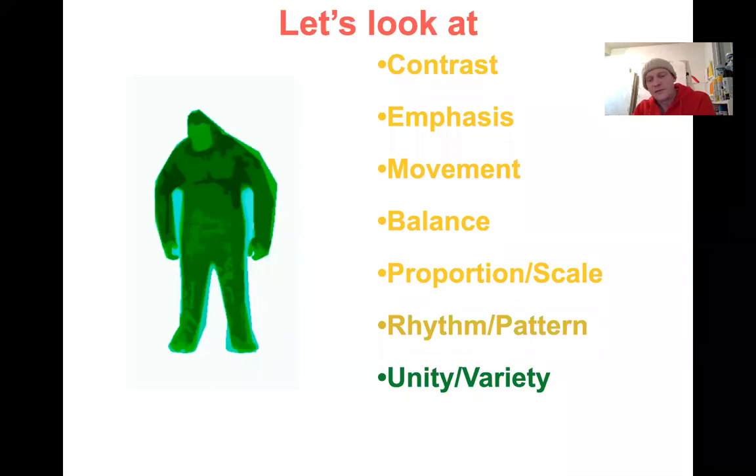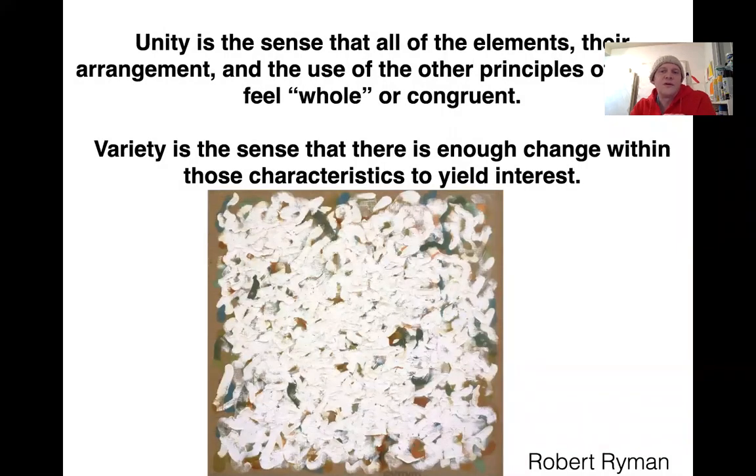Okay, finally, the most important of the principles is unity, and then variety included. So unity is the sense that all the elements and the arrangement and the use of the principles all feel whole or congruent. So they feel like they don't need more to create the work. It feels contained in and of itself. Variety is the sense that there's enough change within those characteristics to yield interest. So sort of like the slide we saw before with the collage happening, there was some variety in there, and that kept your interest going.